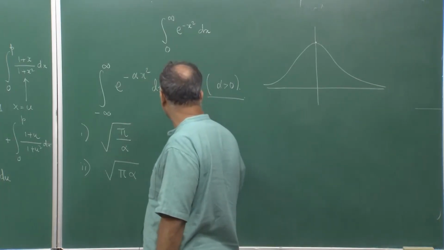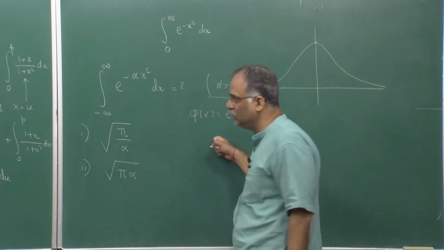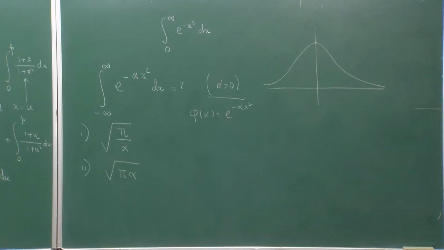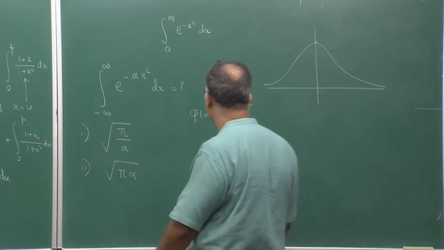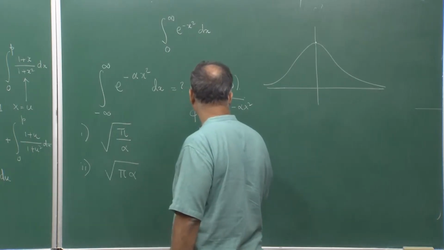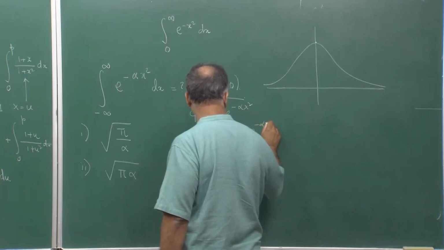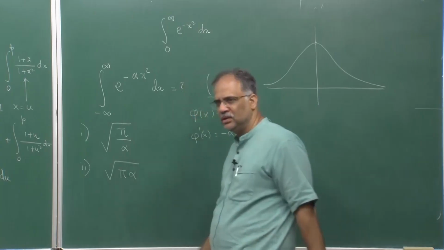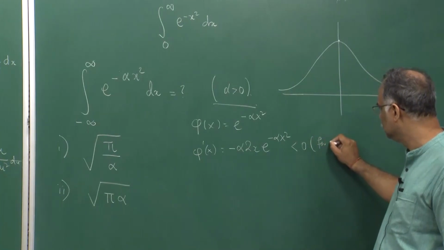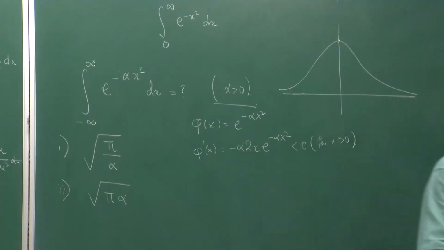If you take this function phi x and take x positive, let us try to take the derivative of this. So phi dash x is equal to minus alpha 2x e to the power minus alpha x square. This is always a positive quantity, but this is not. For x positive, this is strictly less than 0. So it is a decreasing function.